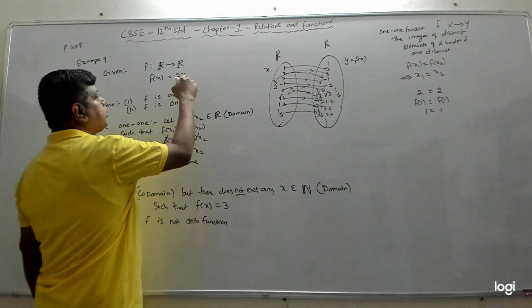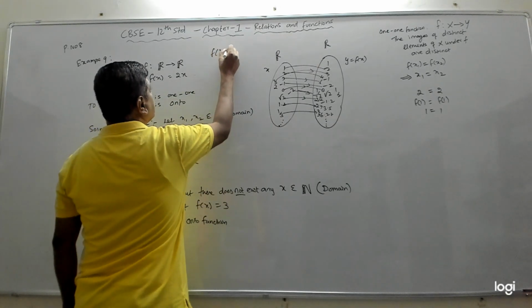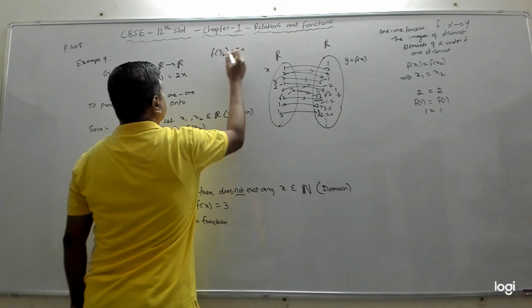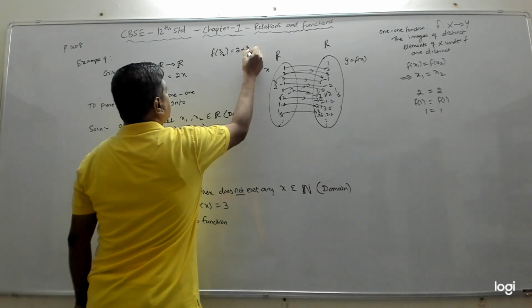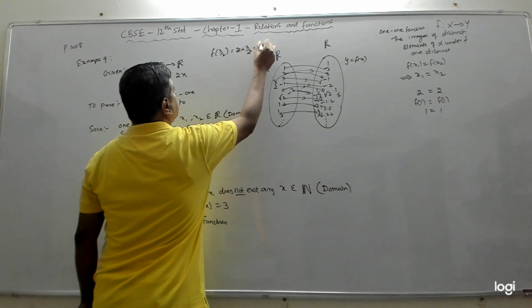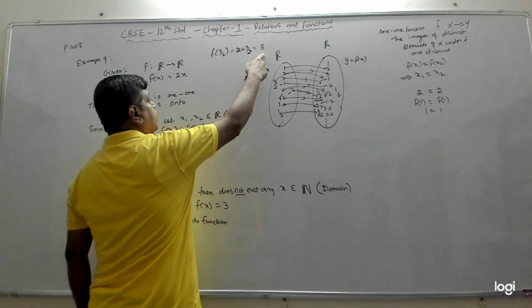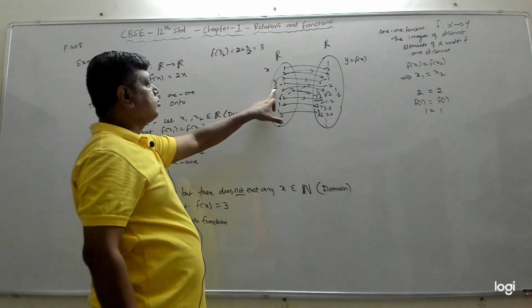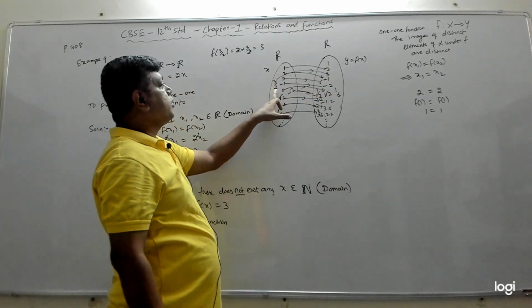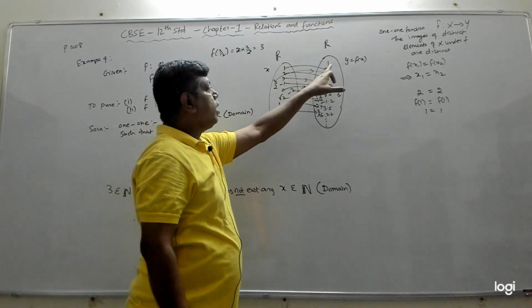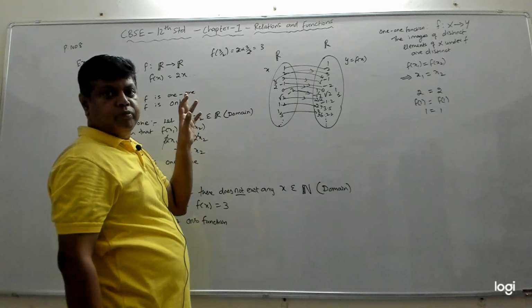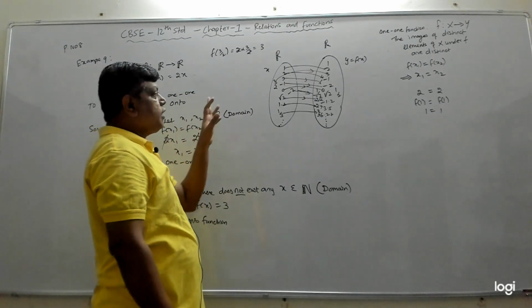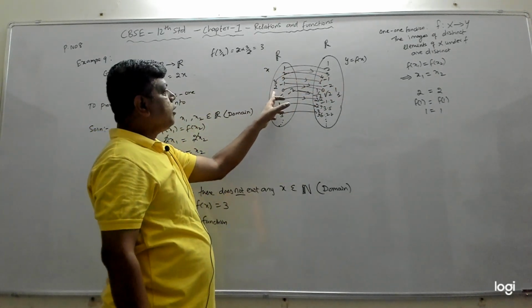So 3 by 2 will go to 3, because what is f of 3 by 2? It is 2 into x, where x is 3 by 2. 2 into 3 by 2 is 3. So if 3 is my y, my x is 3 by 2. If I take 1, then it will be 1 by 2. If I take 5 here, it will be 5 by 2. 5 by 2 will be mapped to 5.